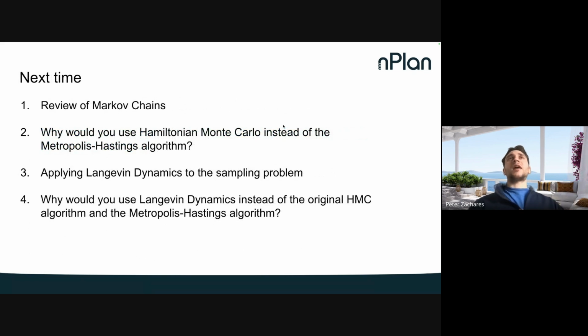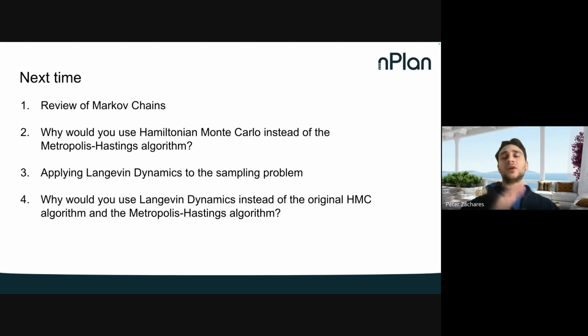I'll just say this. I'm doing a review of Markov chains, because every time we present this topic, we have to do a review of Markov chains. But this time I am not going to be talking about why you would use Hamiltonian Monte Carlo instead of the Metropolis-Hastings algorithm. I'm not even going to be talking about Langevin dynamics yet, or why you would use Langevin dynamics versus HMC or the Metropolis-Hastings algorithm. All of these are algorithms to perform Markov chain Monte Carlo.